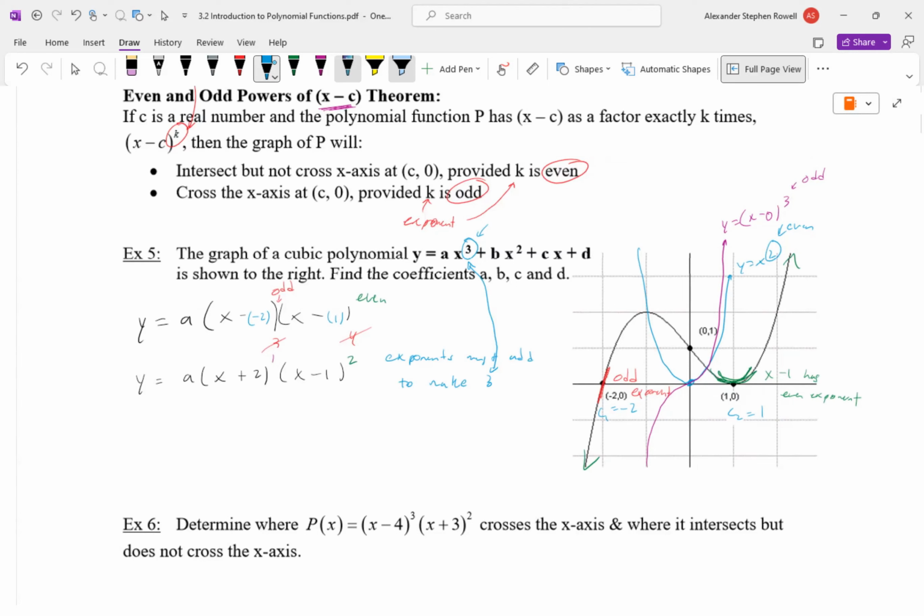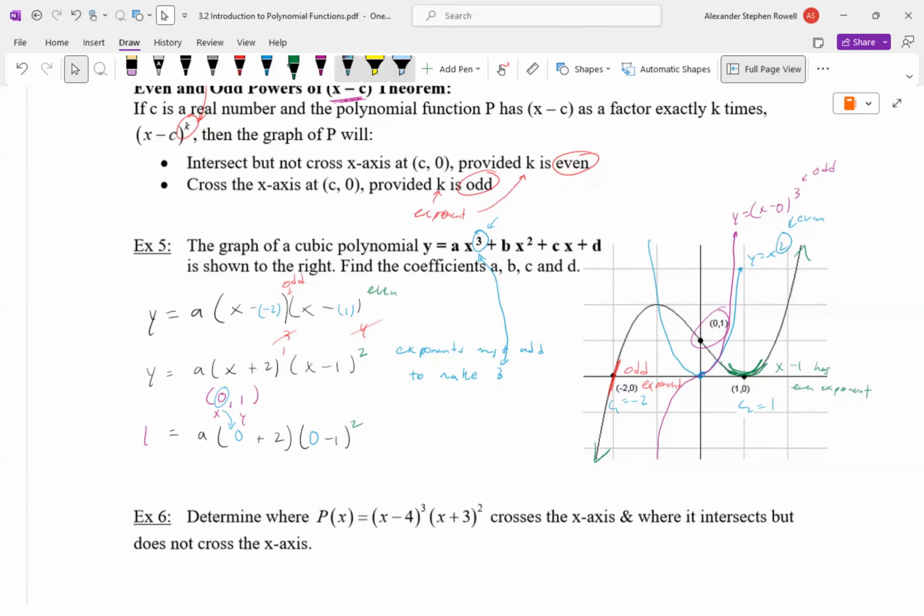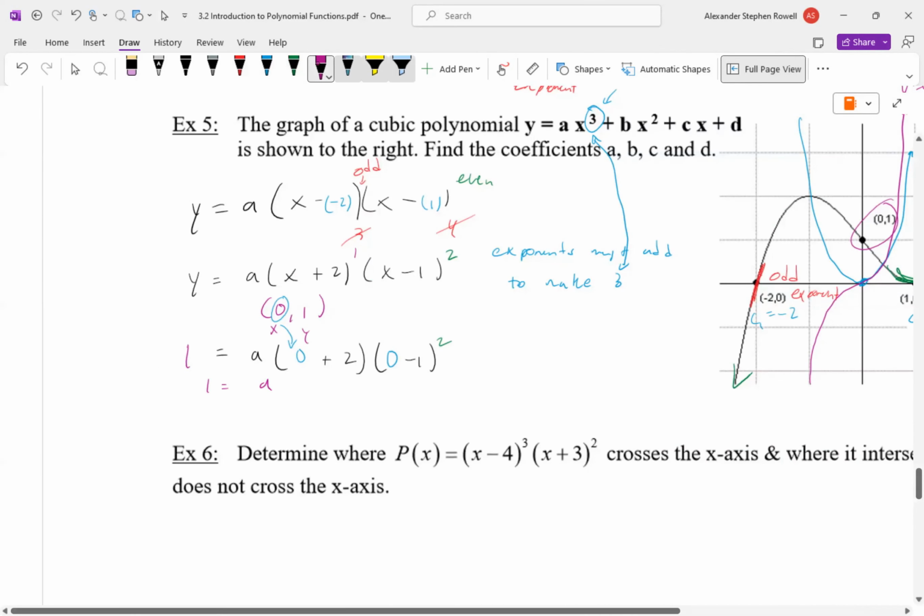The last step, I have to find the leading coefficient A. So we're going to use this third point on the graph, (0, 1), for my x and y value. 1 is equal to A times (0 plus 2) to the first power times (0 minus 1) squared. That gives me 1 is equal to A times 2 times (-1) squared, which is just 1.